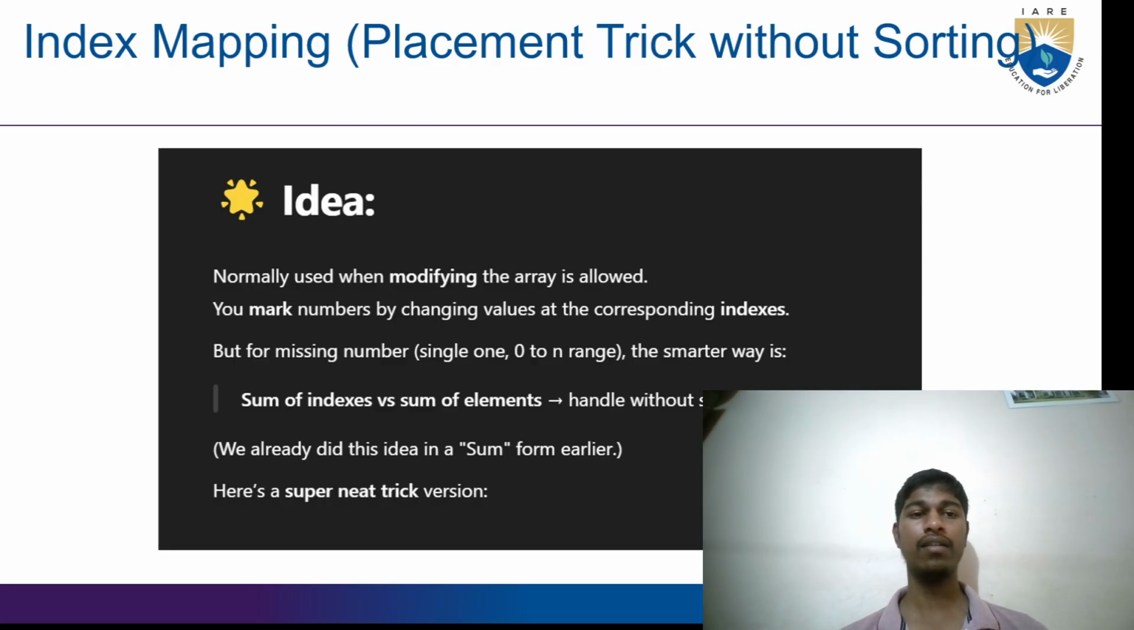Index mapping, the other method for finding the missing number, is index mapping. It is a placement trick without sorting. Normally, it is used when modifying the array is allowed. You mark numbers by changing values at the corresponding indexes. But for a single missing number in the 0 to n range, the smarter way is the sum of indices versus the sum of elements, which handles it without sorting. It's a super neat trick version.